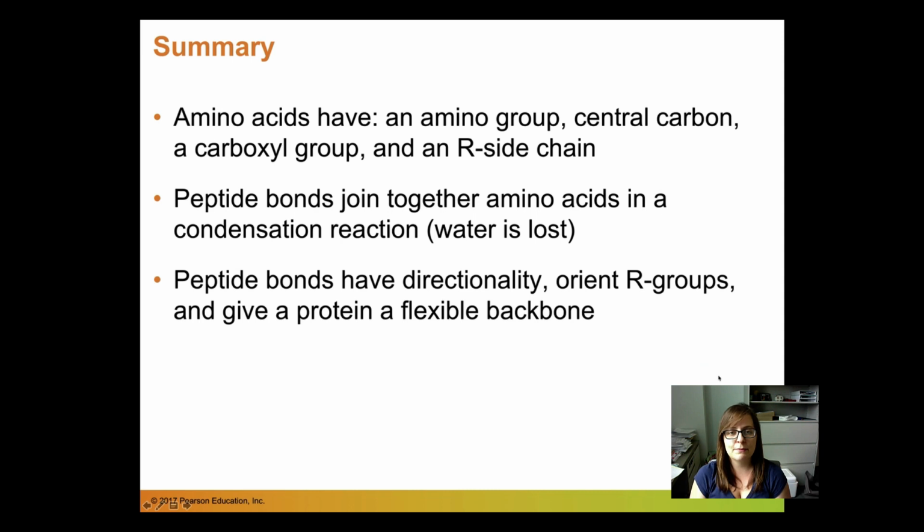So in summary, amino acids have an amino group, a central carbon, a carboxyl group, and an R chain off that central carbon. Peptide bonds join together amino acids in a condensation reaction, so water is lost. And peptide bonds have directionality. Because of that, we have orientation of our R groups, and this gives proteins a flexible backbone. So that's all I have to say about the basic structure. In the next video, we're going to talk about those side chains in more detail.